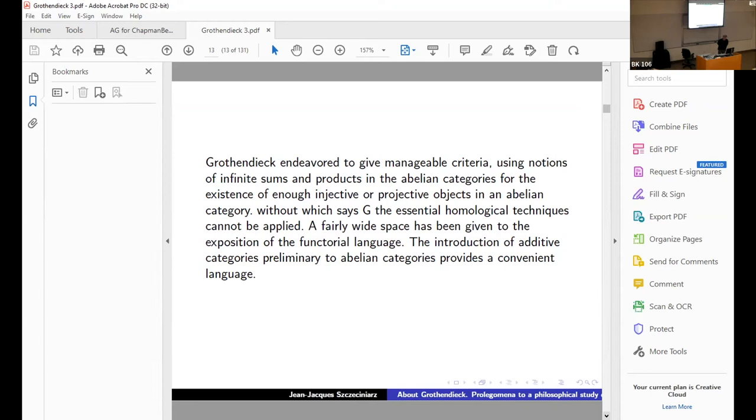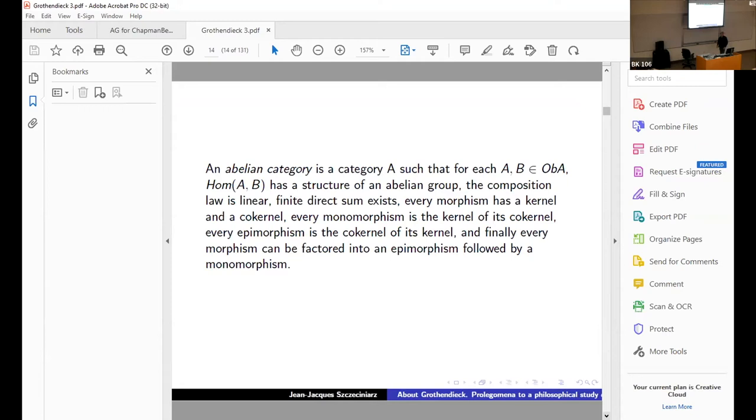A fairly wide space has been given to the exposition of the tutorial language. The introduction of additive categories preliminary to abelian categories provides a convenient language. So I will give some definitions.